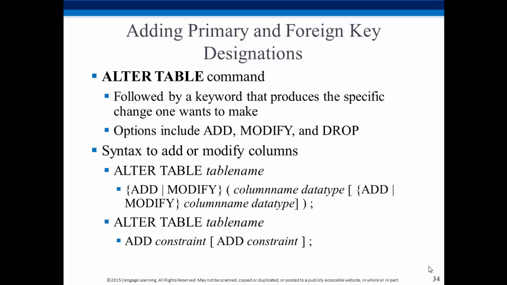The alter table followed by a keyword that produces the specific changes one wants to make. Options include add, modify, and drop. An example is on the bottom of page 276. Alter table part by adding a primary key part code. Or alter table part, add foreign key V code which references back to vendor.